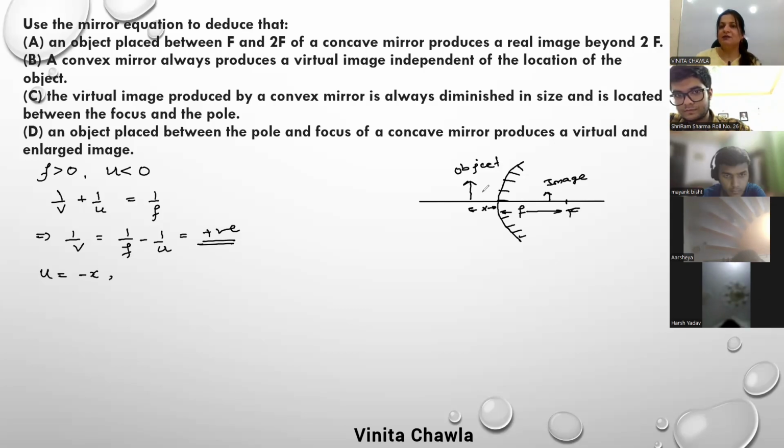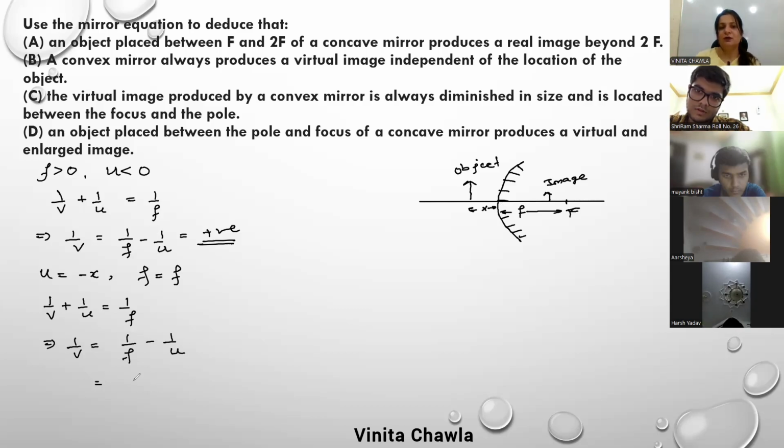Because the object is placed at a distance of X from the mirror and F is positive, we'll take F as positive. Now use the mirror formula: 1 upon V plus 1 upon U is equal to 1 upon F. So this implies 1 upon V is equal to 1 upon F minus 1 by U.